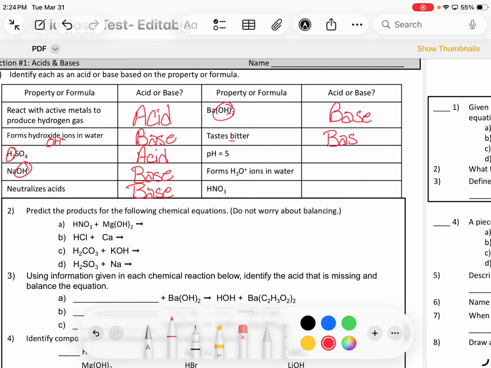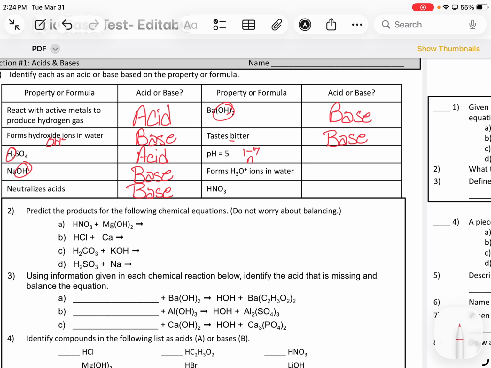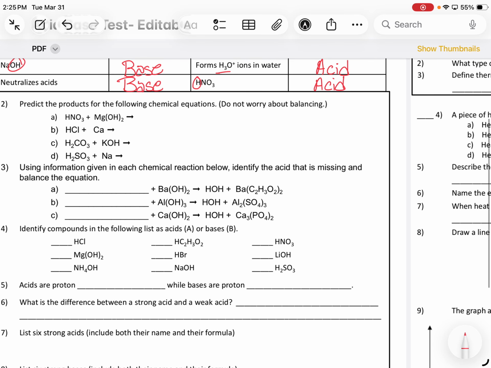Do you remember how acids taste? Acids taste sour, right? pH equals 5. If you remember, if it's a pH of 1 to 7, it's going to be more what? Acidic. So if the pH is 5, then that's going to be an acid. Forms hydronium ions in water. Again, that's an acid. And then HNO3, since it begins with hydrogen, that's going to be an example of an acid.